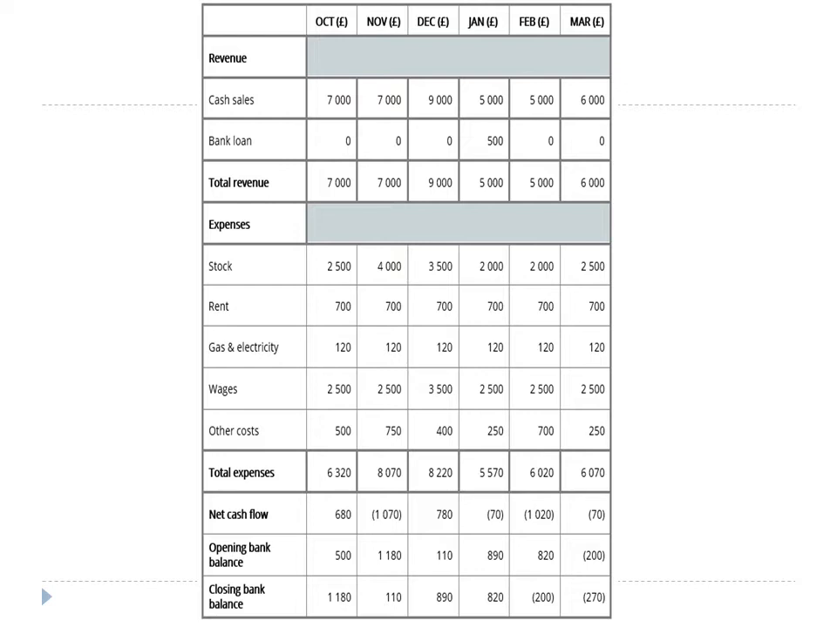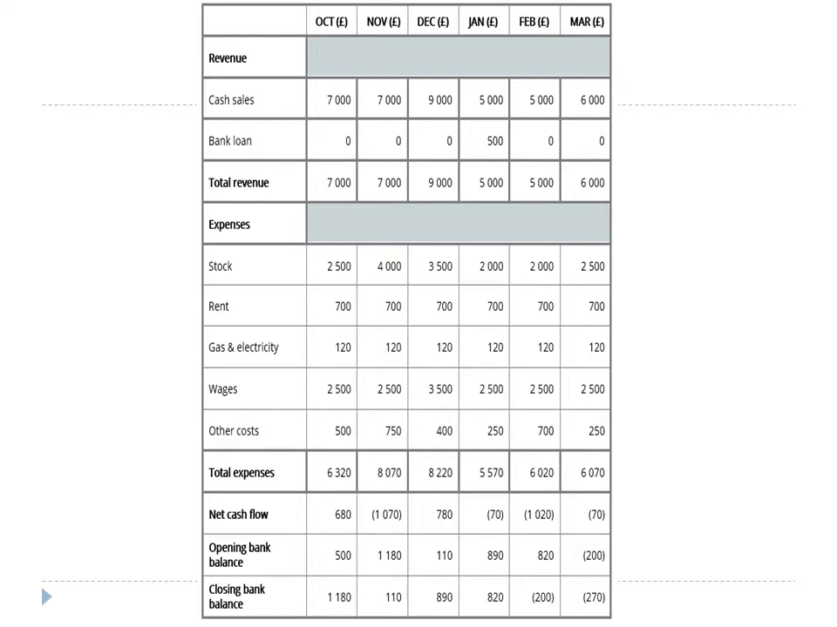If you remember, the closing bank balance of 1,180 at the end of October is the opening bank balance of the next month. So we can see that the closing bank balance for October is the same as the opening bank balance for November. In the same way, the closing bank balance for November, 110, is the same as the opening bank balance for December, which is also 110.